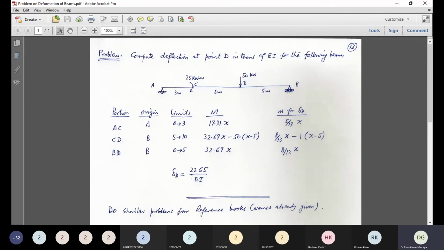Now you know the names of reference books that are on the page showing the tentative lecture delivery plan, 2 books. Now you have to solve all the relevant problems related to the deformations of beams from the reference books, and of course within the limits which have been taught. So maximum 3 portions, or you can proceed for maximum 4 portions, but on similar lines.